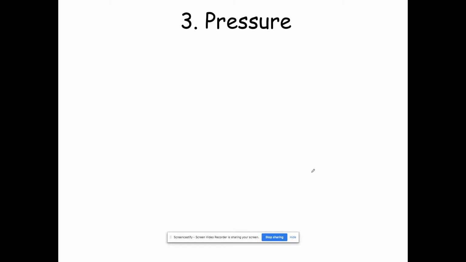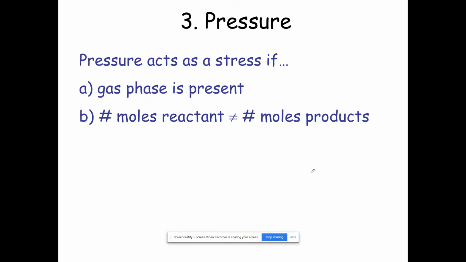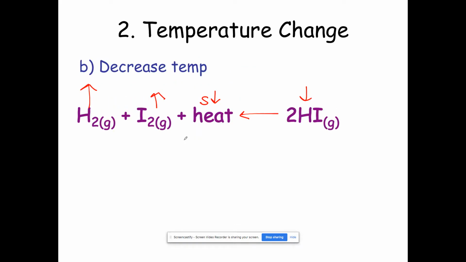First of all, you should know that pressure only applies to gases. So if you're not dealing with gases, pressure is not going to shift your equilibrium. And you also have to have different number of moles of reactants and products. Now, wait a second. It's been a long time since we talked about moles. So coming back here, how do I figure out number of moles? Do we need to calculate GFM? Do I need to use 22.4 liters? No. All you have to do is count the coefficients.